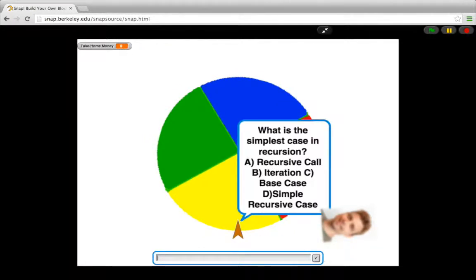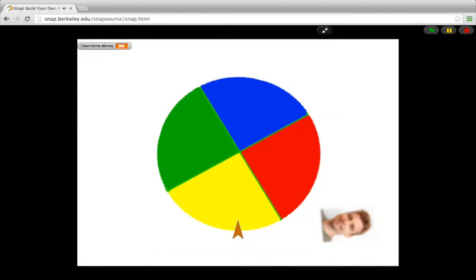It's going to ask you a question, and it's multiple choice. Right now it's going to ask what is the simplest case in recursion. We're going to say it's the base case, so we're going to put C. As you can see from our take-home money, we got $200 for answering the question correctly.